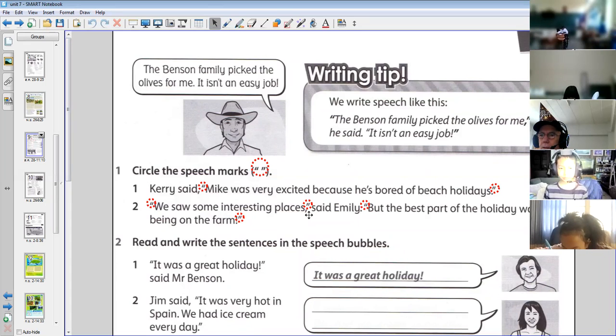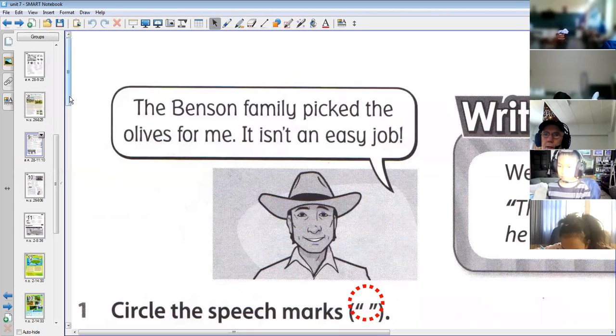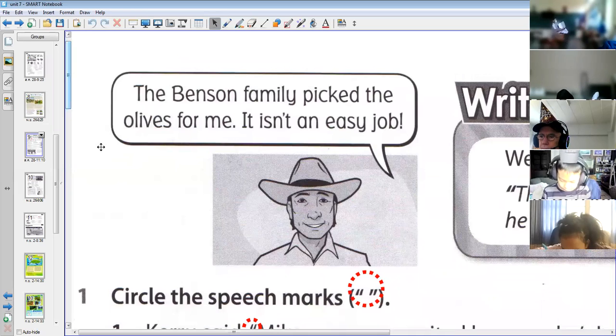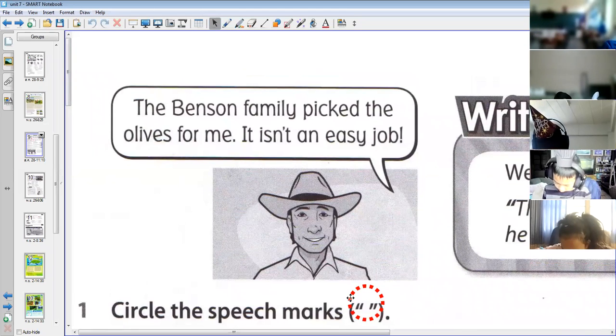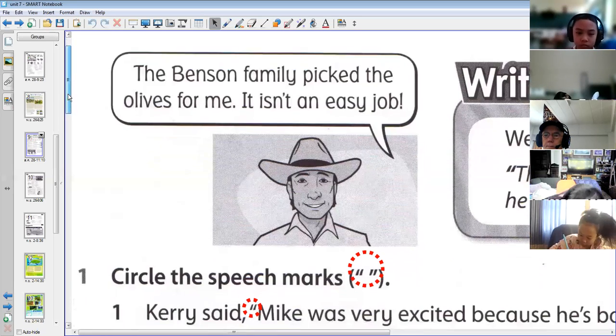Okay, color pencil, speech marks. Circle the speech marks in number 1 and number 2. Do that now. Speech marks. Circle them with a color pencil. Circle the speech marks in the sentences in number 1 and number 2. Find them, circle them with a color pencil, any color you like. Like this, okay?